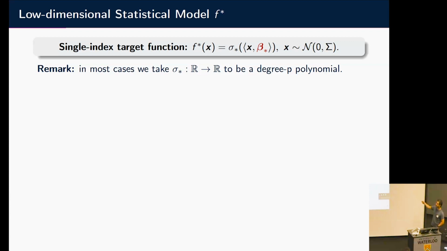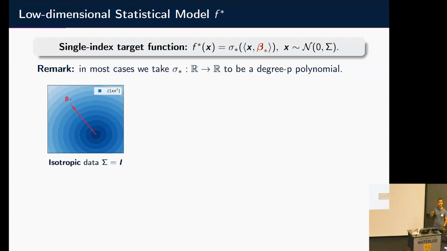And now I'm going to show you the type of covariance matrices that we're going to consider. The first one is the isotropic covariance, where the blue contours are the distribution of the input x, and beta star is this unknown target direction. You see that the input is not informative about the target. So this is kind of a harder case.